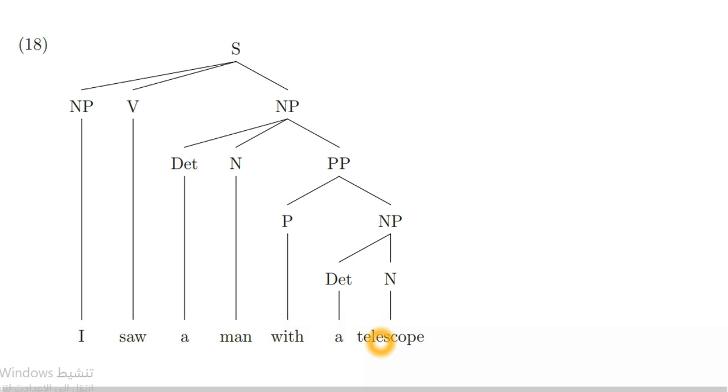I saw a man with a telescope. For the ambiguity of structure, sometimes you have to show it like this: I saw a man with a telescope. It means a man with a telescope is one part, one set, and I saw them. So I saw a man who has a telescope. Another way of understanding the sentence structure: I saw a man by using a telescope. It means I have the telescope and I saw him through the telescope. So that's the point for this sentence.